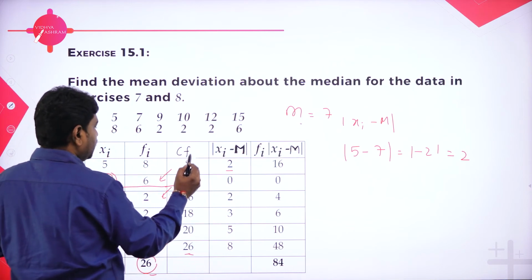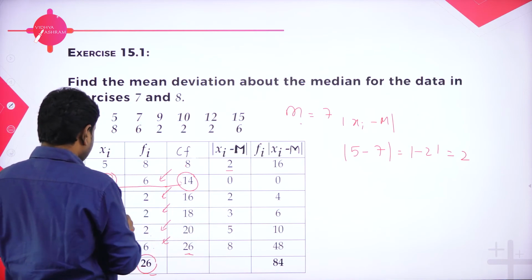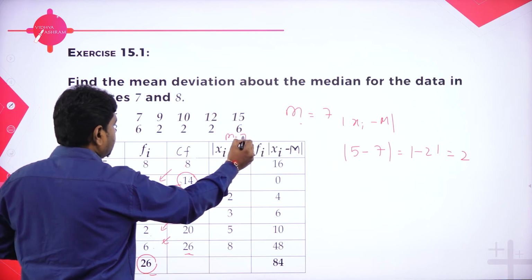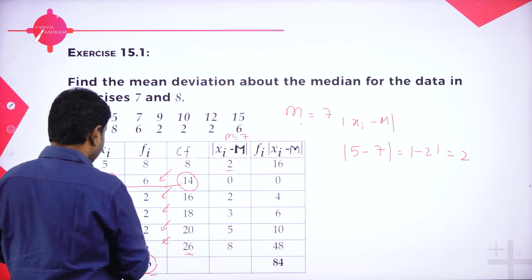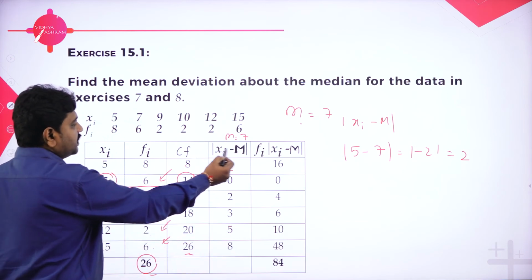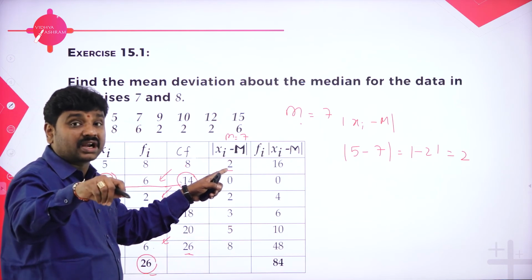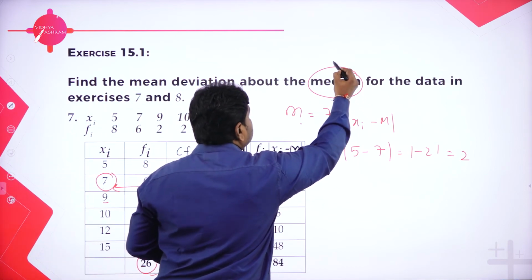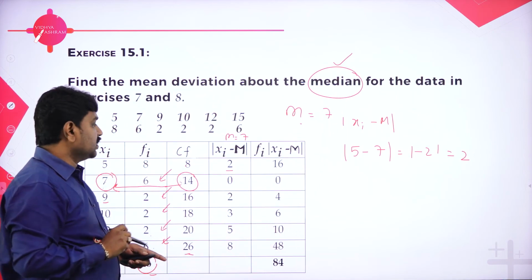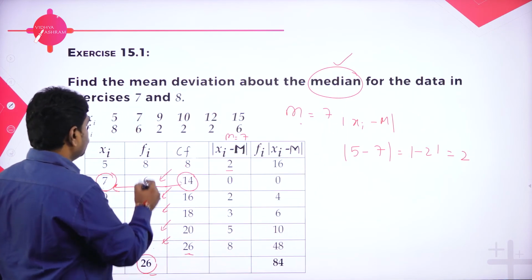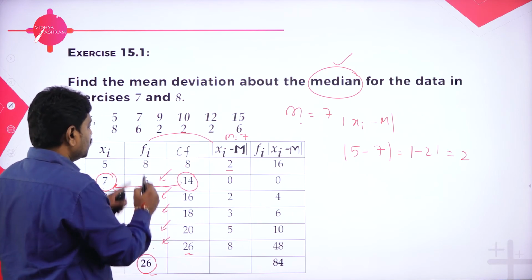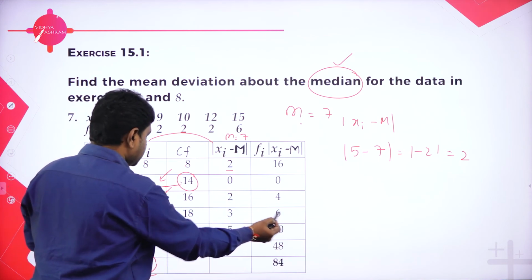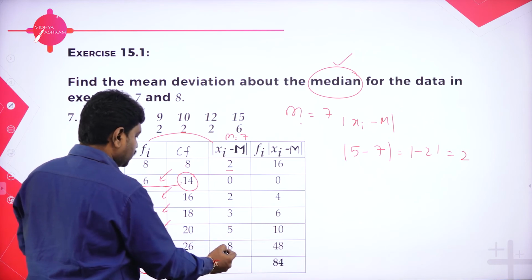Similarly, 7 minus 7 is 0. Then 9 minus 7 is 2. Then 10 minus 7 is 3. Then 12 minus 7, see here, M is 7, so 12 minus 7 is 5. 15 minus 7 is 8. So we should do xi minus M. Earlier we used to do xi minus x bar, observation minus mean. But here we are doing observation minus median, because they wanted to calculate the mean deviation from the median. Then we should do fi into modulus of xi minus M. This is fi, and you should multiply these two. 8 2s are 16, 6 0s are 0, 2 2s are 4, 2 3s are 6, and 2 5s are 10. 6 into 8, 48.